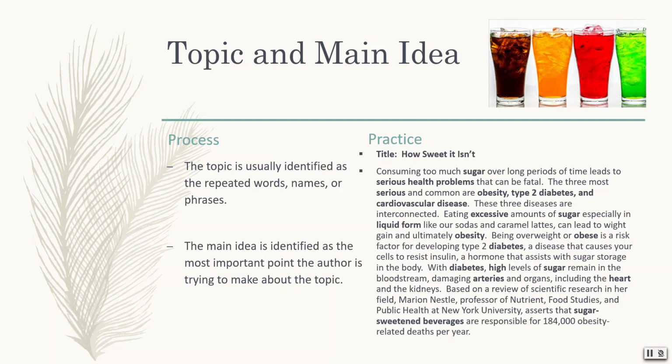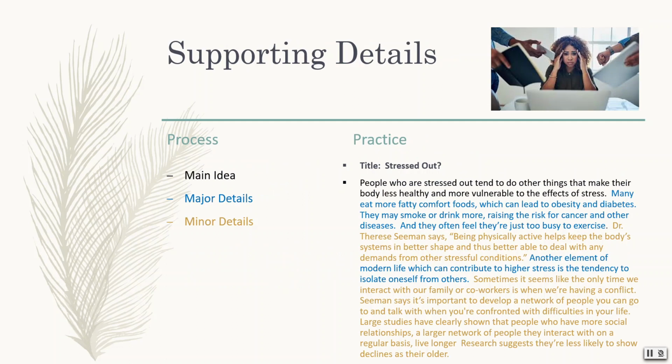So I can now pretty much determine the main point that yes, sugar is a problem because it compounds the diseases of obesity, type 2 diabetes, and cardiovascular disease. So the first two sentences combined pretty much state that. The other skill that you learned recently was supporting details. So supporting details support the main idea. And once you've determined the main idea, all the rest of the sentences are supporting details.